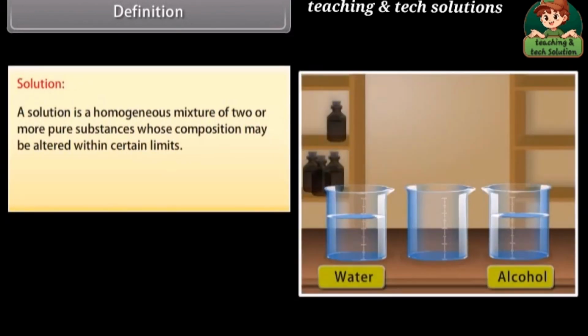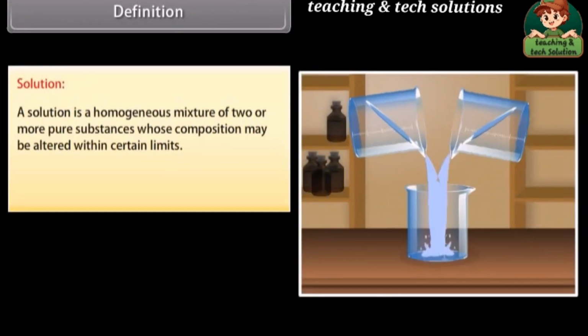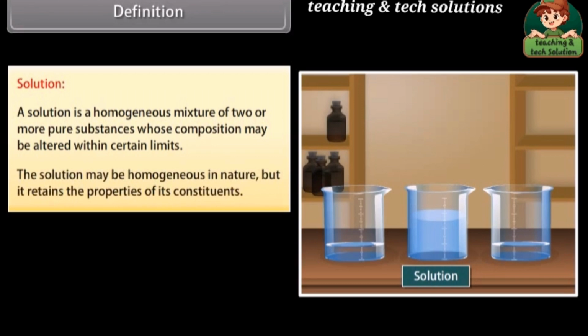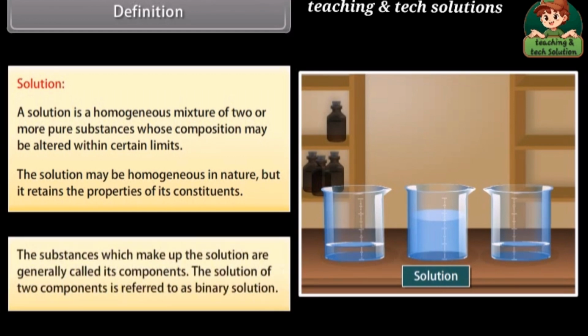Definition. A solution is a homogeneous mixture of two or more pure substances whose composition may be altered within certain limits. The solution may be homogeneous in nature, but it retains the properties of its constituents. The substances which make up the solution are generally called its components. The solution of two components is referred to as binary solution.